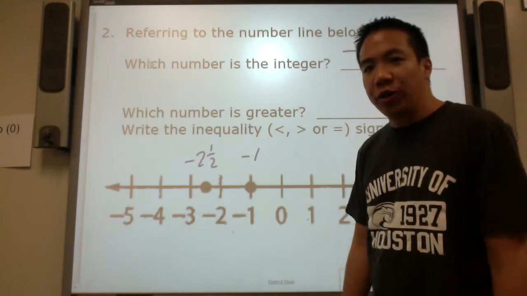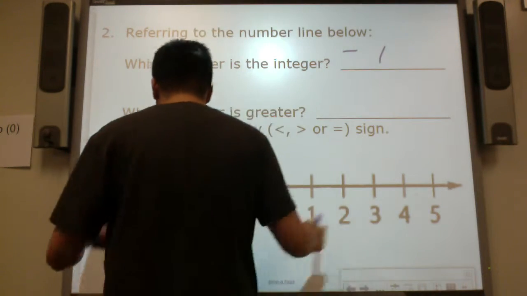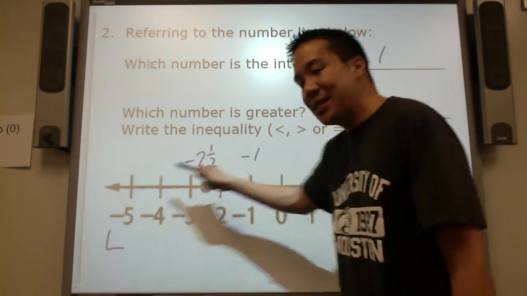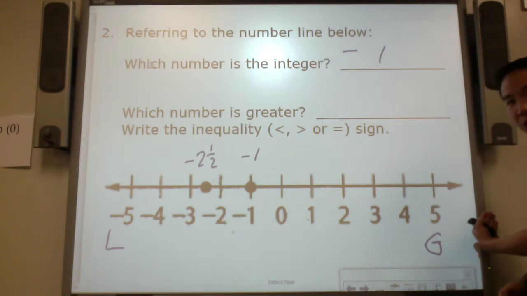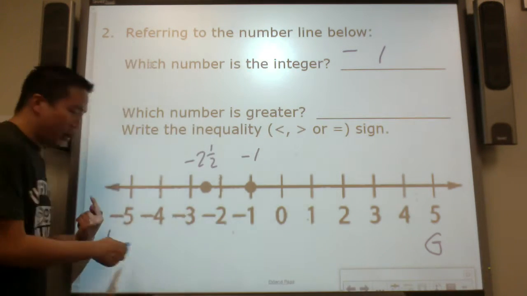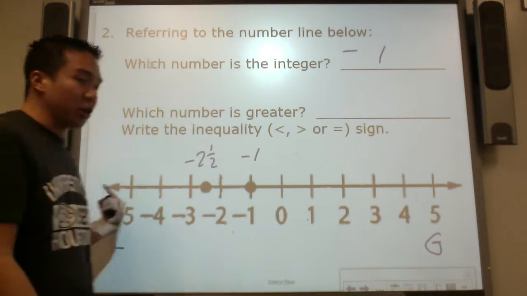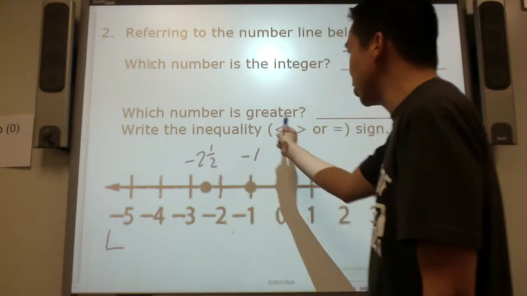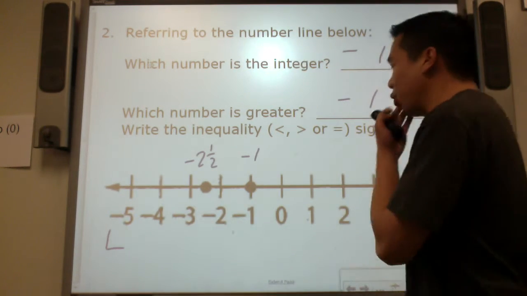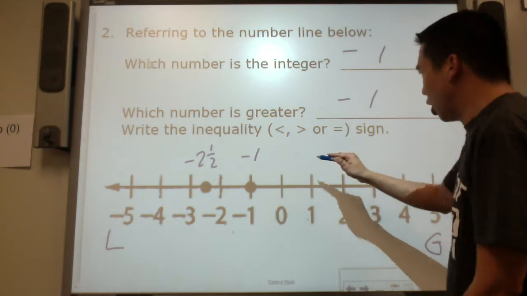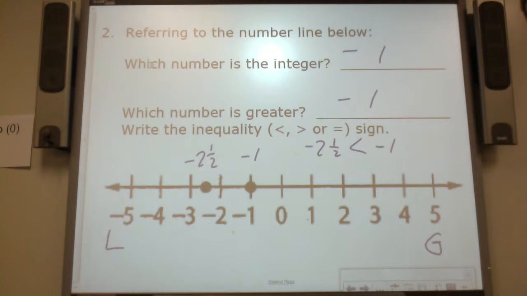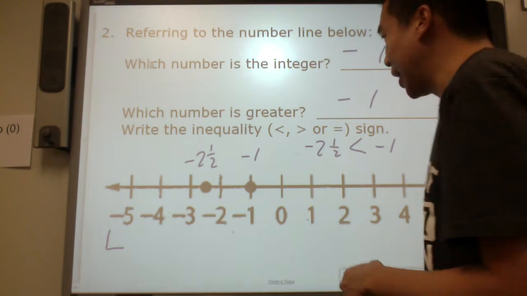In our lesson, we reviewed which one? In a number line, it goes from least to greatest. The farther you are from 0, the greater you are on a positive whole number. The farther you are from 0 on the negative side, the smaller you are. Use that to help you. So which number is greater? Negative 1 is greater. Write it with an inequality sign. So negative 2.5 is less than negative 1, or you can say negative 1 is greater than negative 2.5.